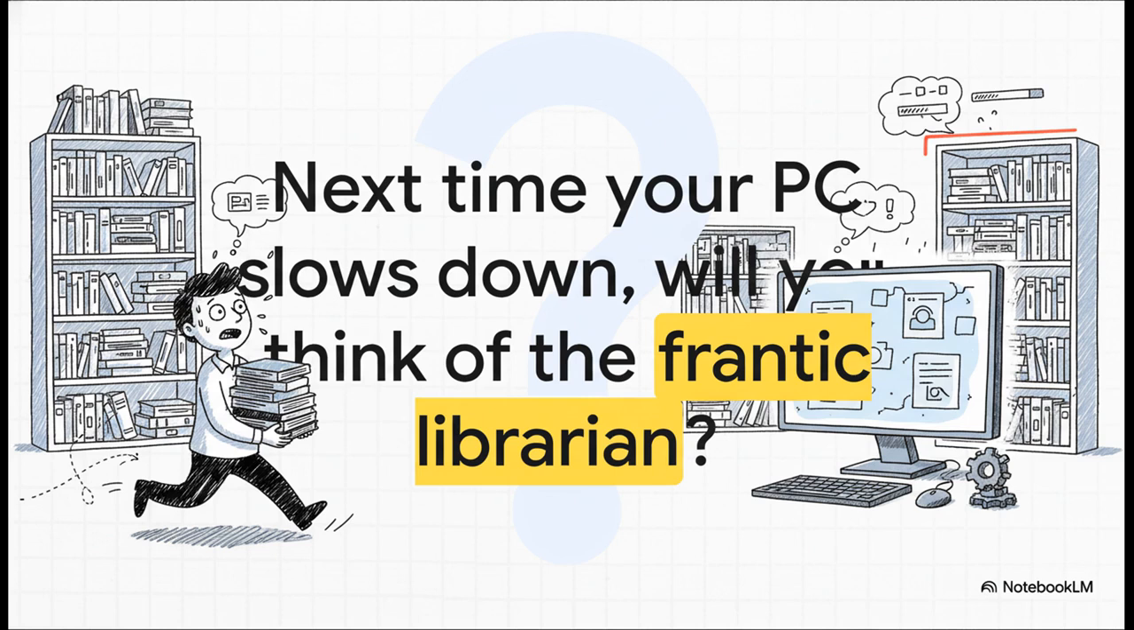So the next time your computer starts to slow down and everything freezes up, you'll actually know what's happening. It isn't random. It's that clever librarian inside your machine, running frantically between the desk and the archive, desperately trying to keep up with every single thing you're asking it to do. You're not just waiting for a slow computer. You're witnessing a brilliant system being pushed to its absolute limit.